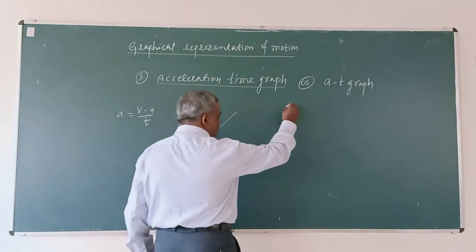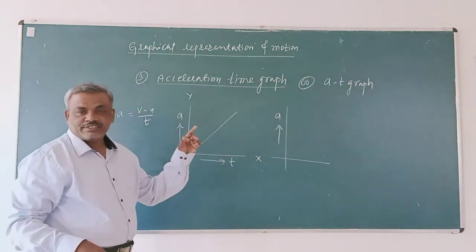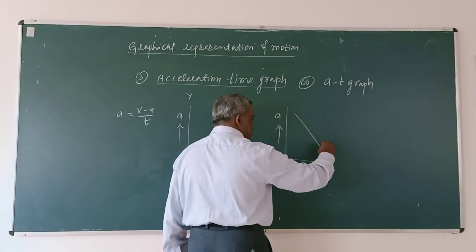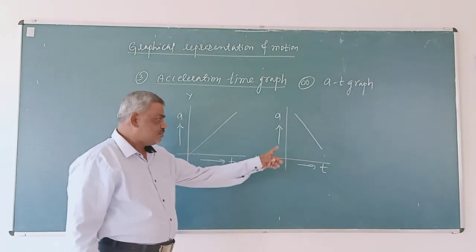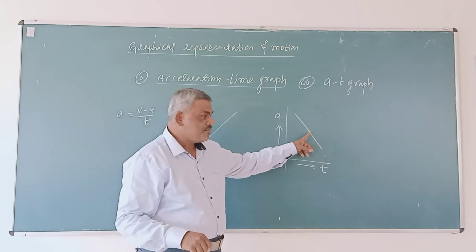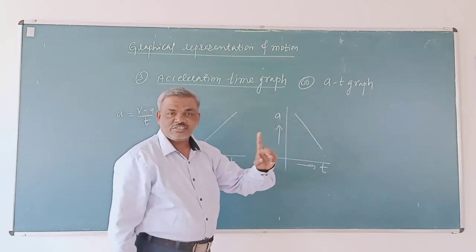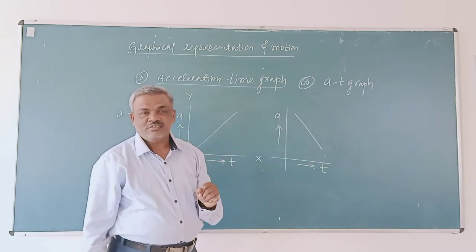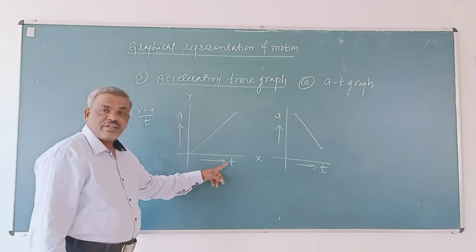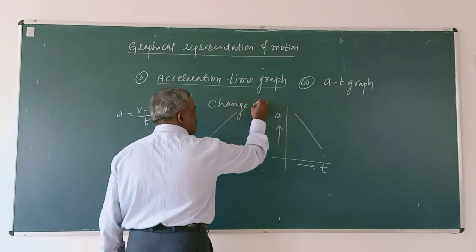And one more graph here. Acceleration is taken along the y-axis, time along the x-axis. So you get negative acceleration. Acceleration will be negative if the velocity of the body decreases. The negative acceleration is called retardation. So what does the slope of the acceleration time graph represent? Change in velocity.